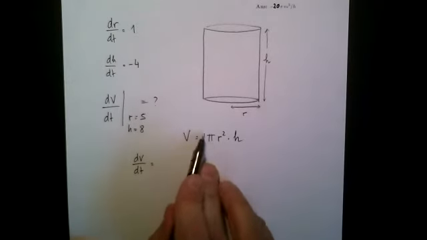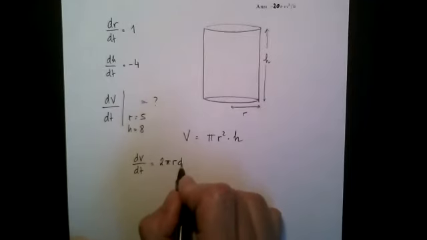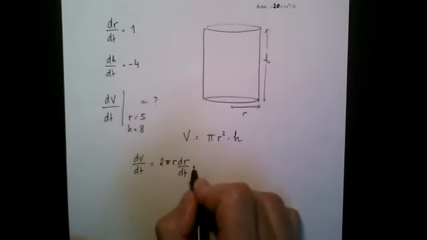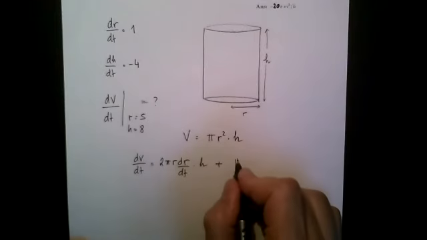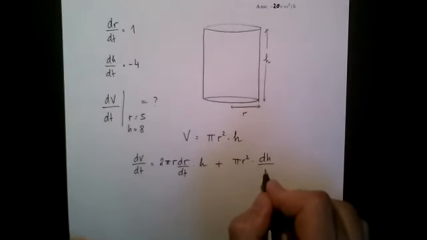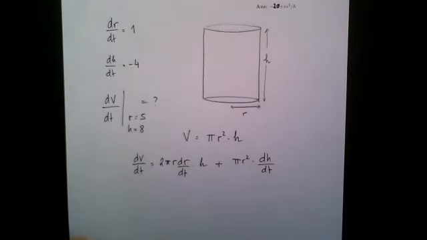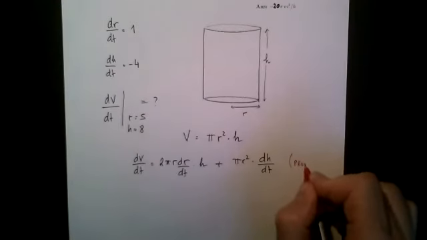The derivative of pi r squared is 2 pi r dr/dt, times h, plus pi r squared times the derivative of h, which is dh/dt. Okay, do you understand this? So that's the point of this problem, to remind you to be careful, and when there's a product, to use the product rule.